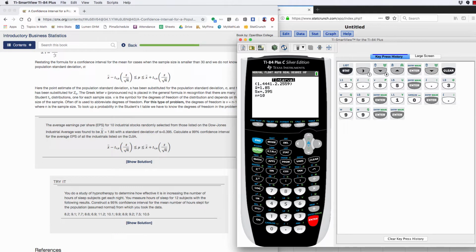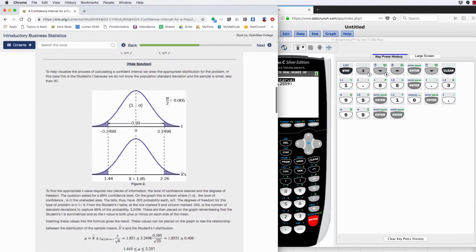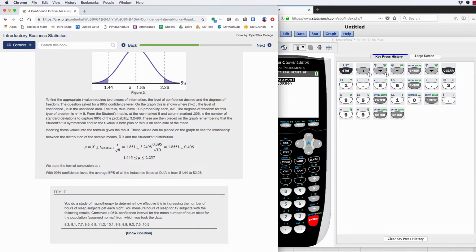And we see we get the stocks should be somewhere between 1.44 and 2.55. Let's go to the solution and see if that's what we get. We get 1.445 and 2.57. Again, just a tiny bit off here. They're using a different calculator than we are.